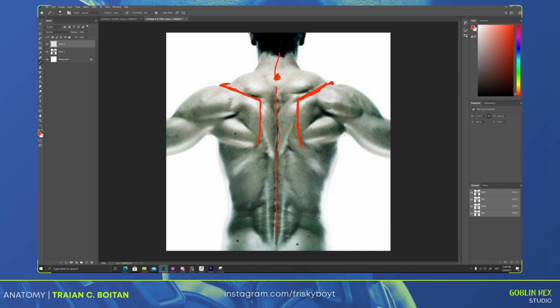Now that we have most of the bony landmarks, we can start to trace the muscles. First I will trace the trapezius. As you can see, this one is the trapezius. The trapezius continues until here, but this is the tendon part.